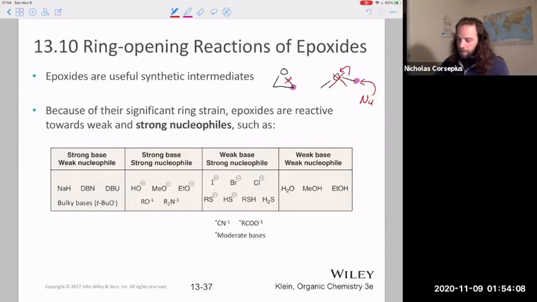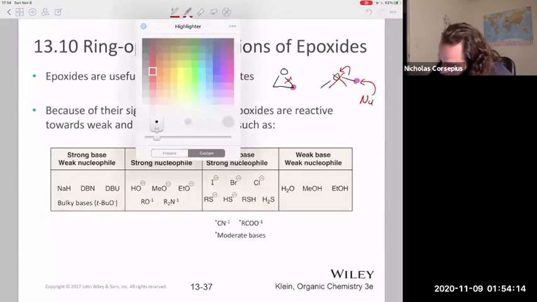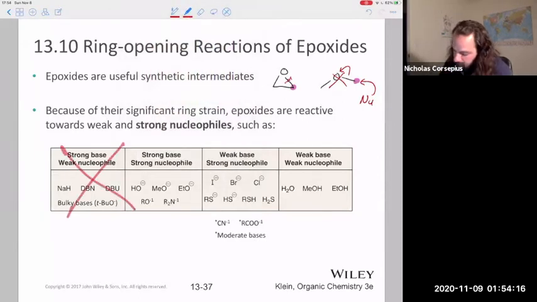So let's take a look at our little chart. Remember, this was first introduced in chapter 7. Talking about strong nucleophiles, that means I'm not talking about these guys over here or these guys over here. It's everything in the middle. These are strong nucleophiles that will react well with epoxides.